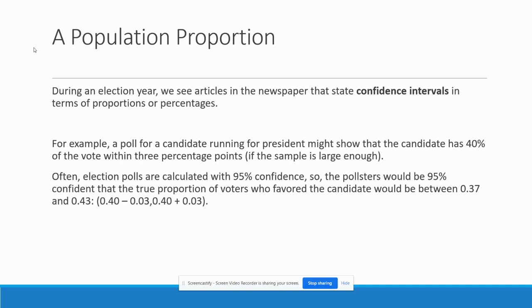So, for example, a poll for a candidate running for president might show that that candidate has 40% of the vote within 3 percentage points. And that again is if the sample is large enough. If they say that and the sample is, say, 50 people, that's not good.